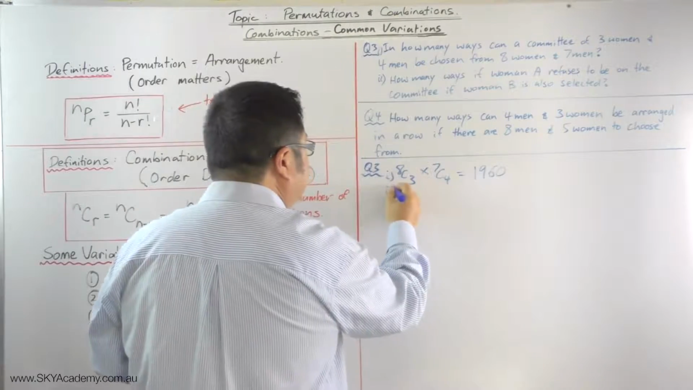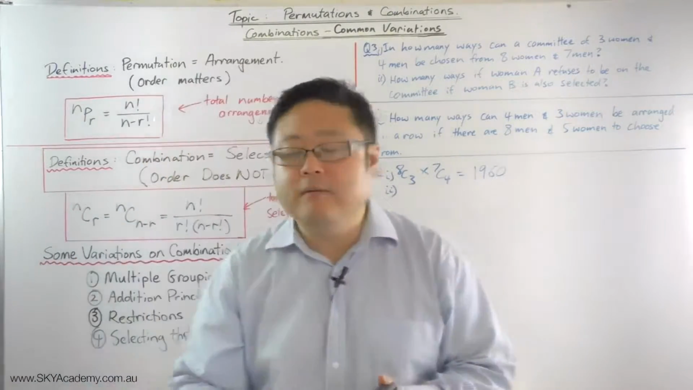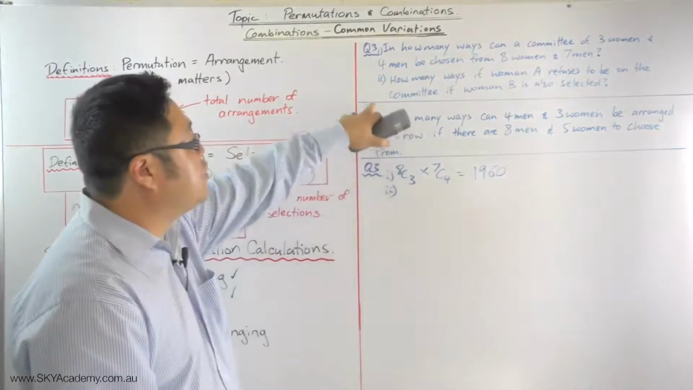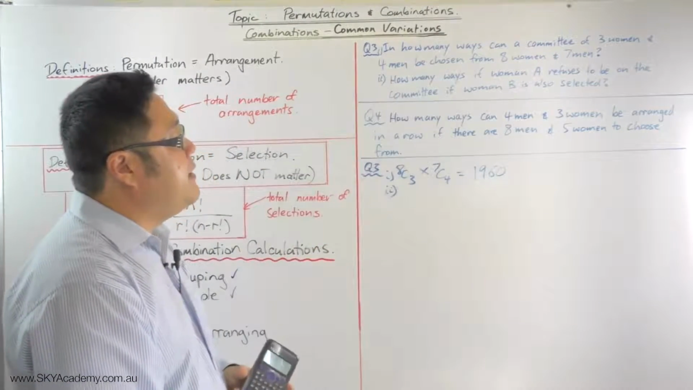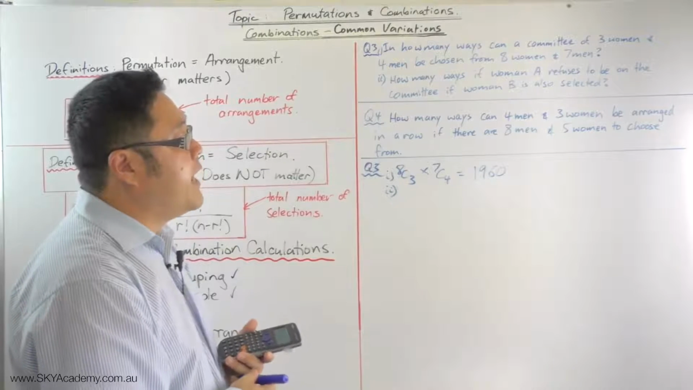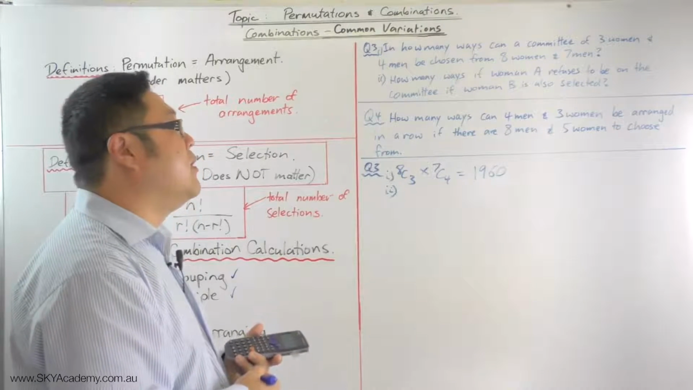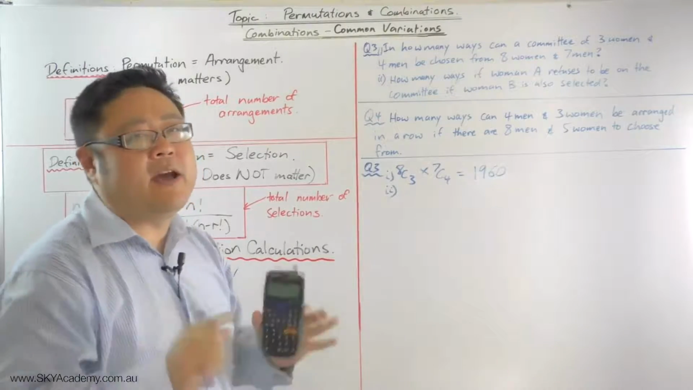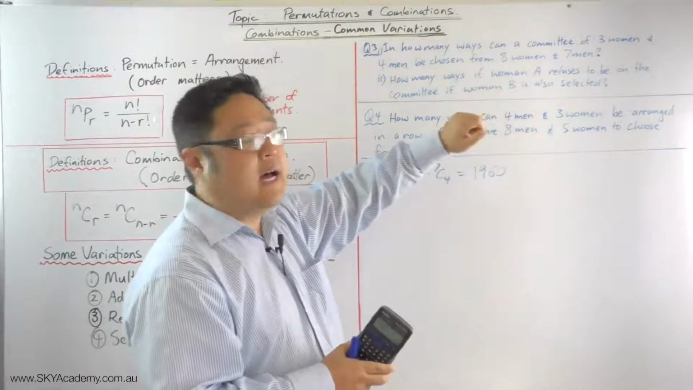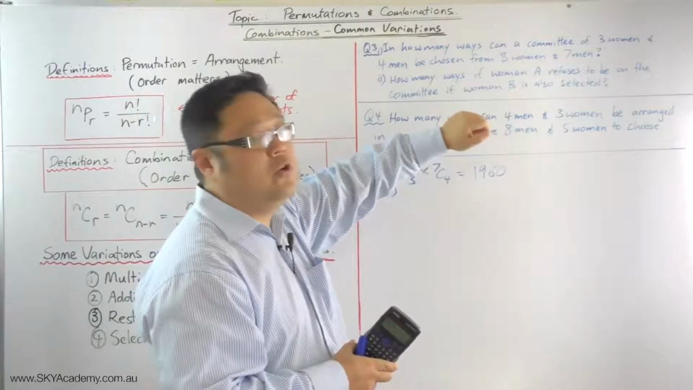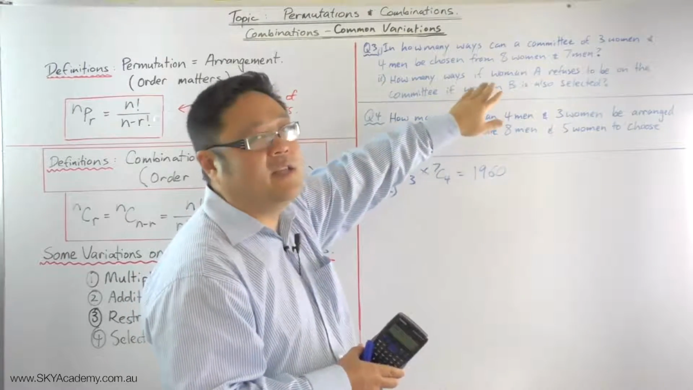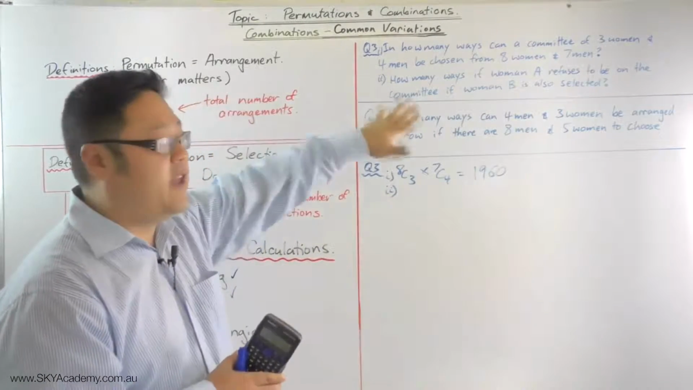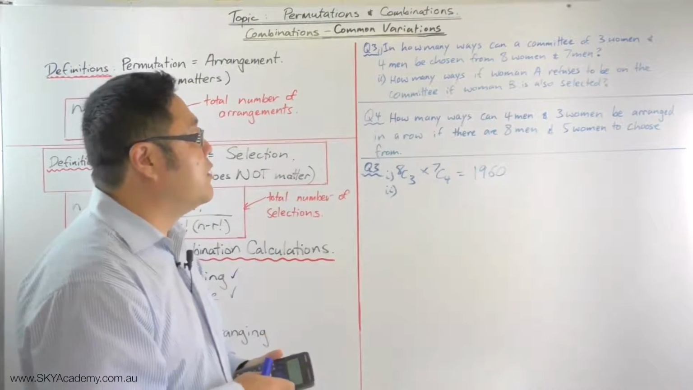Now, this is where the restriction part comes in. We've just done a multiple grouping bit. This is where the restriction comes in. How many ways, if woman A refuses to be on the committee, if woman B is also selected? Now, for those people out there who might be offended by this question, it wasn't deliberate that it's women. It's just basically the way the question's worded.